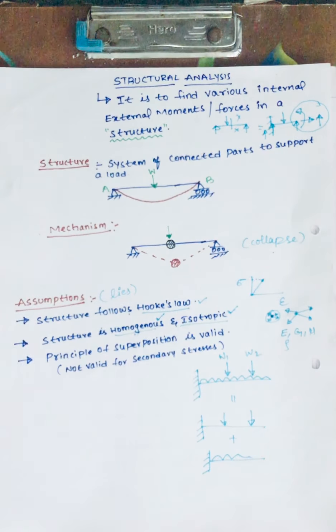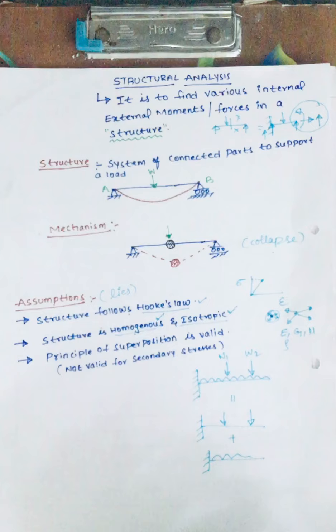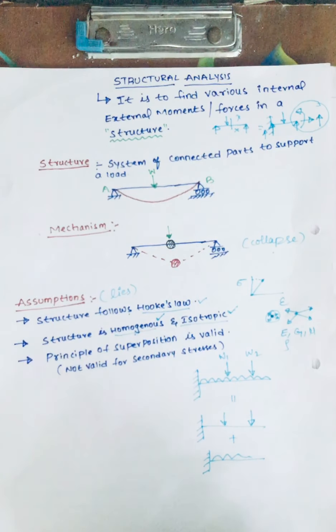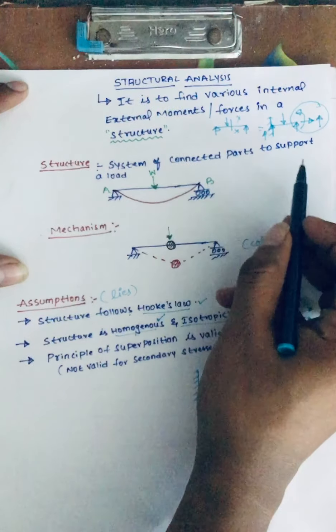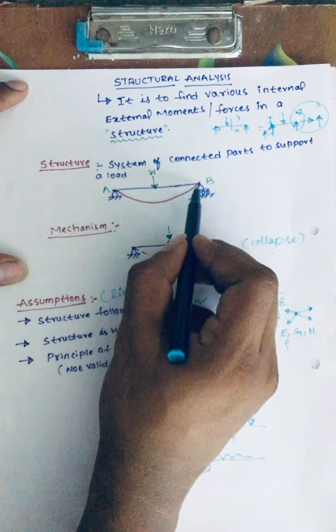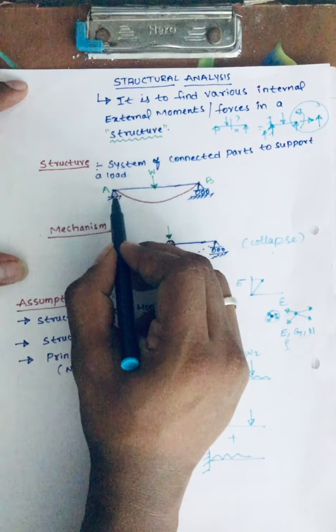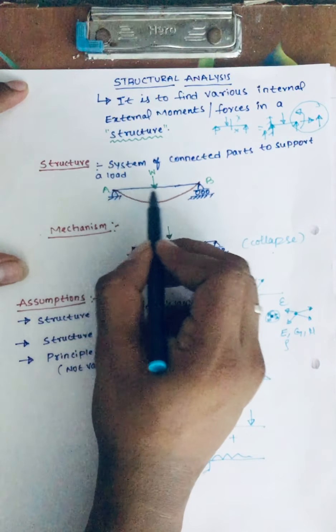In this introduction, you should divide structural analysis into two parts: one is the structure, the other is the analysis. Before going to structural analysis, we should learn what a structure is. A system of connected parts to support a load is called a structure. Here the beam is connected to two supports, one a hinge support and the other a roller support, and we will consider this beam as an elastic body.